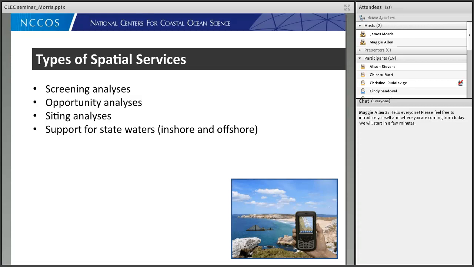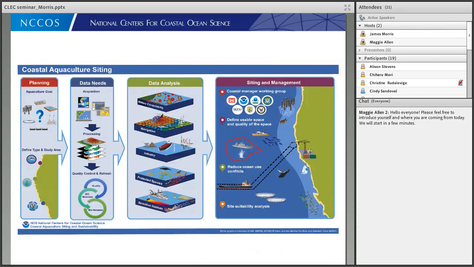They'll take that into their business planning considerations. They'll look at partners they can bring in and industry they can bring in to make some of those decisions. That's what an opportunity analysis is, even to the point of projecting how much tonnage of seafood could be grown and what is the value of that tonnage. We also work on what we call precision siting analyses, and I'm going to show you an example of one of those next. And then we provide support for state waters when states have spatial planning challenges that they're working on. This is the general spatial planning process that we follow.